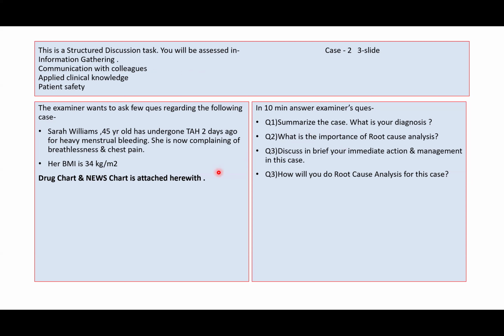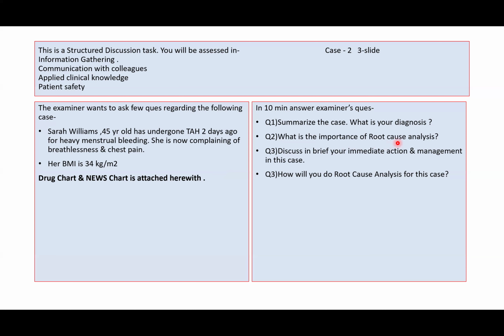This case needs risk analysis and management, and the duty of candor needs to be followed. As I can see, the risk factors here are that the combined pills were not stopped for her, heparin was not started considering her high BMI, and she has also undergone a surgery. So what is the importance of risk management and root cause analysis?